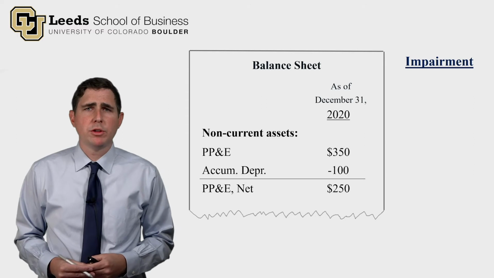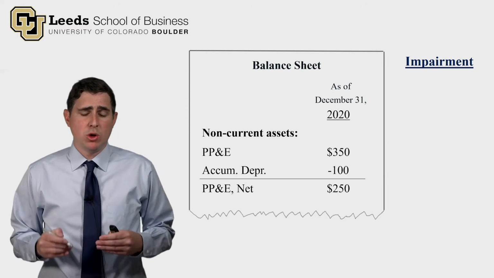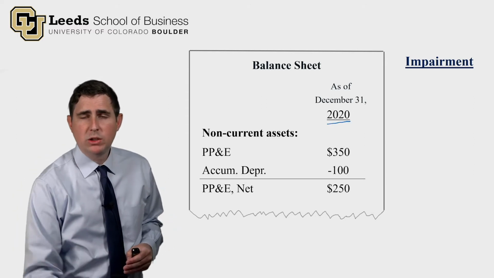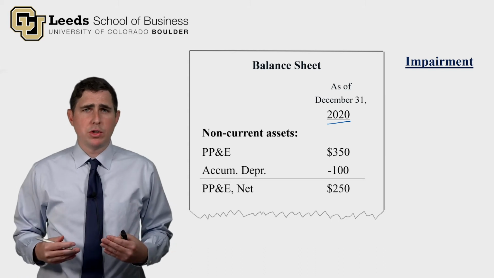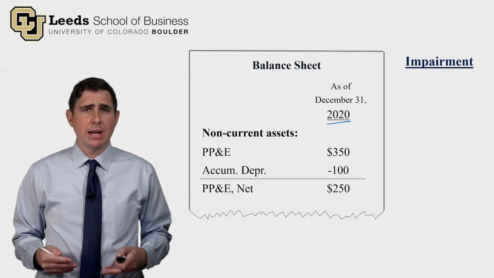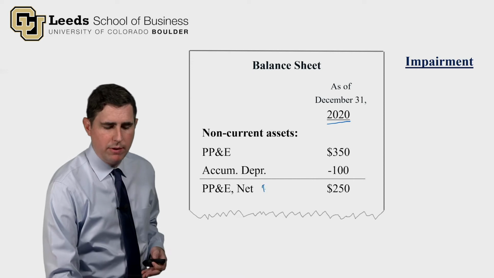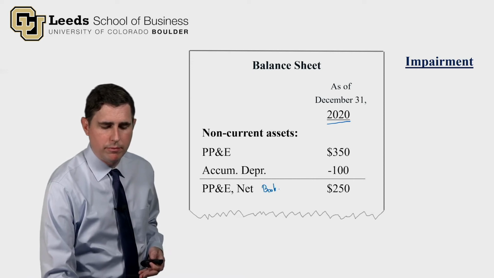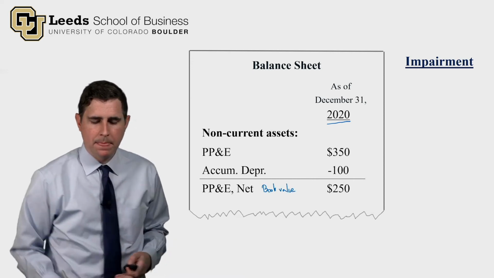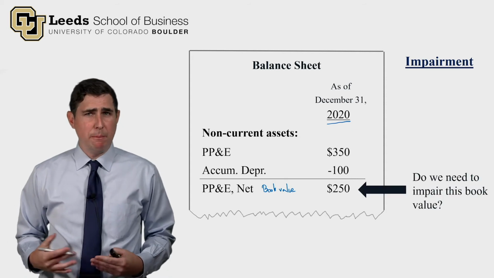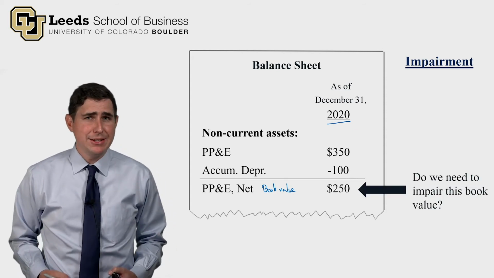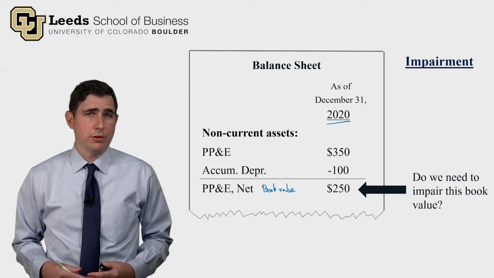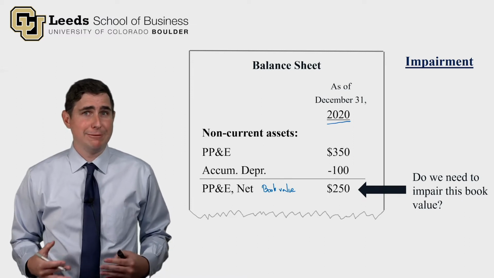Our next point, we'll talk about impairment. So here we're stopping at the end of 2020. This is after 1 year of ownership of this treadmill desk. We're going to look at that book value. Remember, this is the book value. And we ask ourselves, do we need to impair this book value? Is this treadmill desk really still worth $250? Or has it really lost its value?